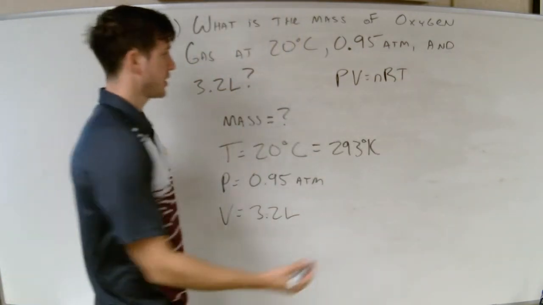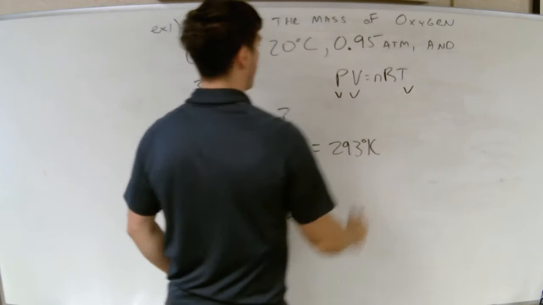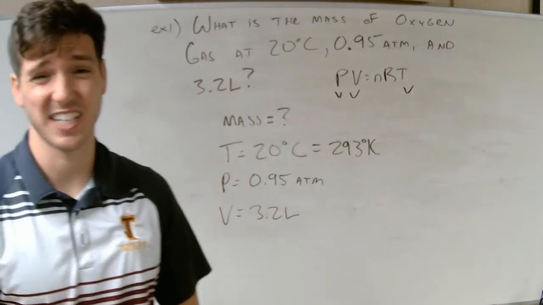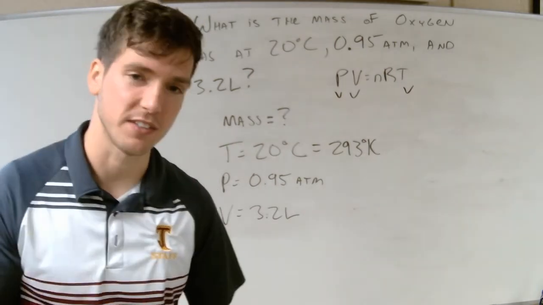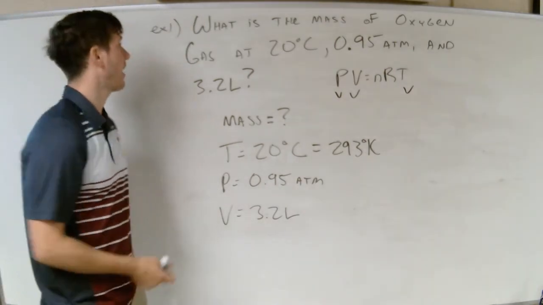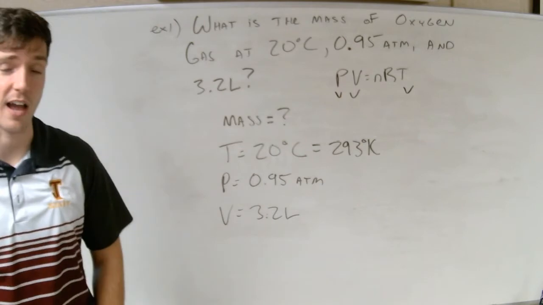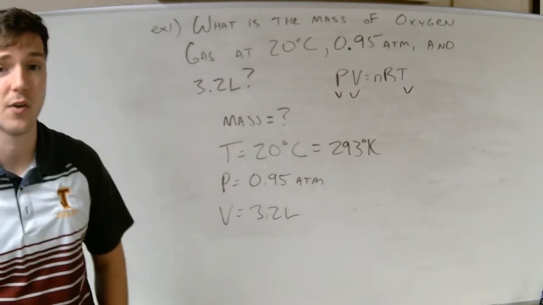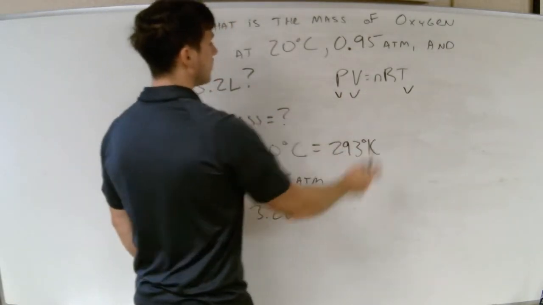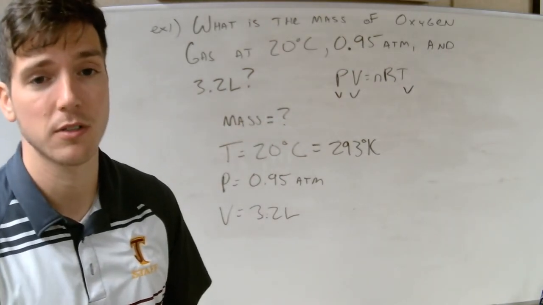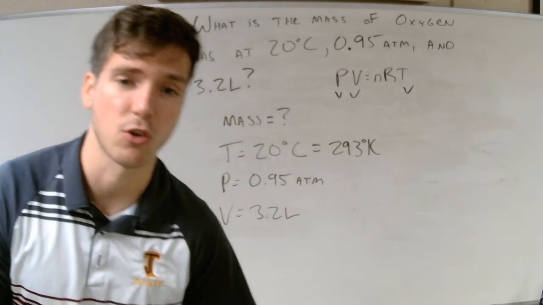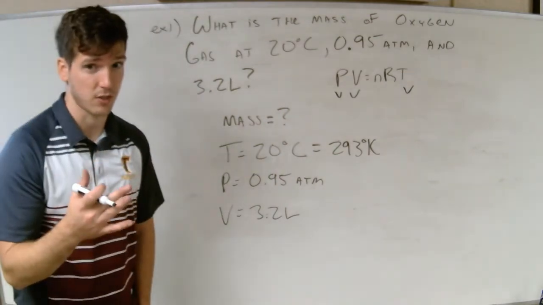They gave us temperature, they gave us pressure, they gave us volume. They didn't give us any other pressures or volume, but what they want is mass. Okay? How can I use ideal gas law to get mass? Well, I know the identity of the gas is oxygen, and I know that I could figure out moles. Well, if I figure out moles, I could change moles to grams by multiplying by molar mass. So we are using the ideal gas law here.